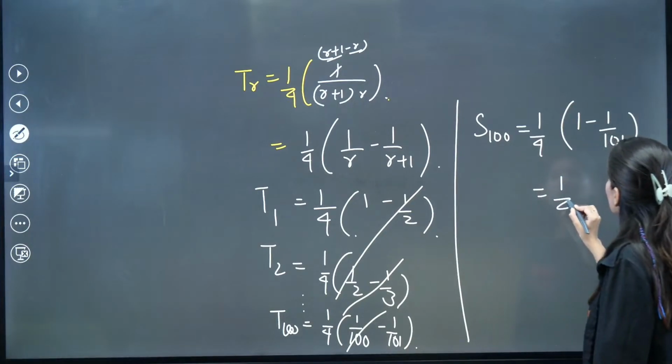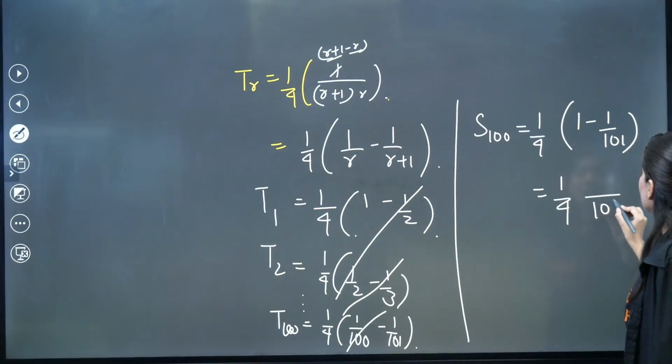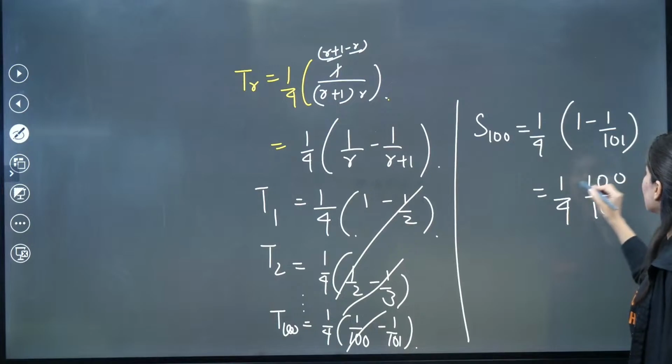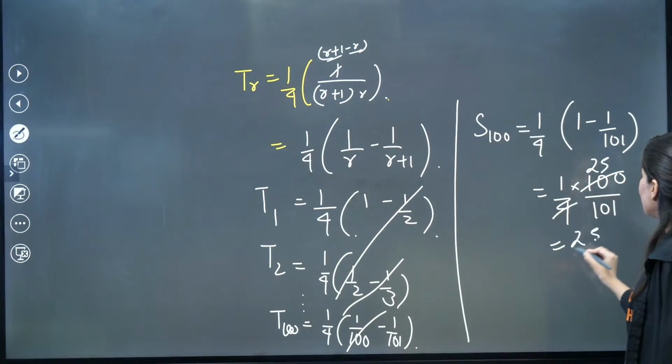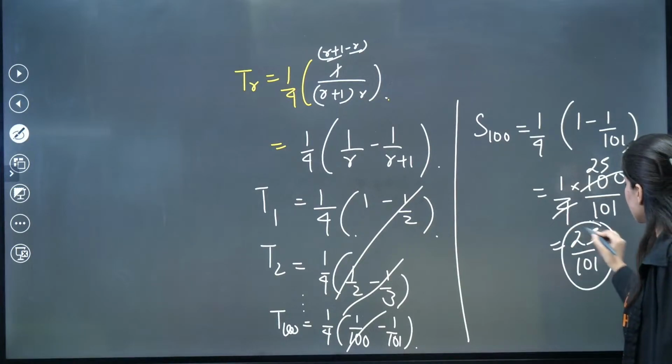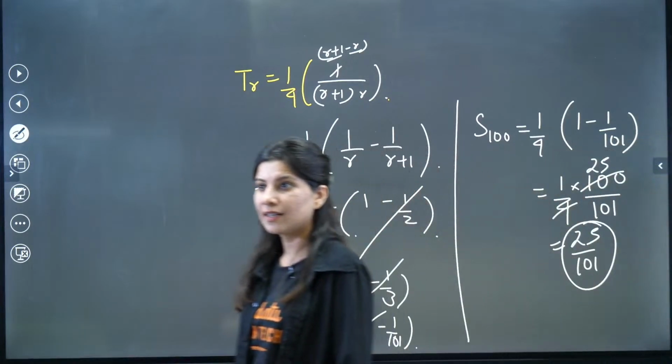Solve it. So it is going to give me 101 and 100. Right? So this is 25. So 25 by 101 is the right answer. Yes? All right.